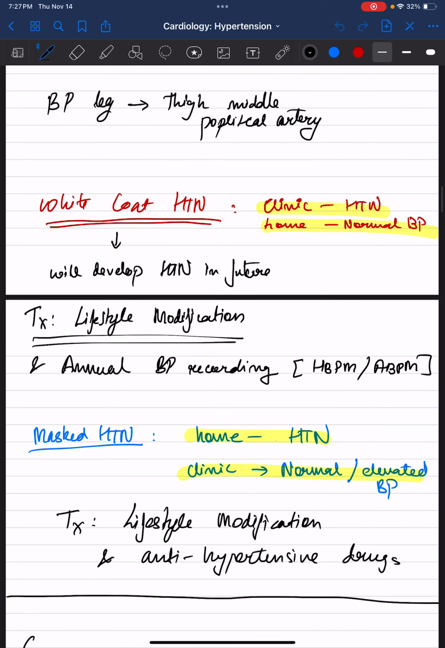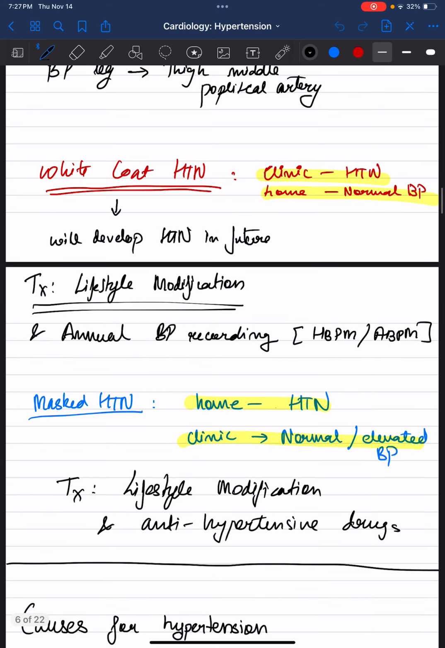So what is white coat hypertension? White coat hypertension is when in the clinic the patient is hypertensive, but at home when he measures, the patient has a normal blood pressure. If the patient has white coat hypertension, it means the patient is going to develop hypertension in the future, and the treatment for this should be lifestyle modification and annual BP recording with a home blood pressure monitoring system or ambulatory pressure monitoring system.